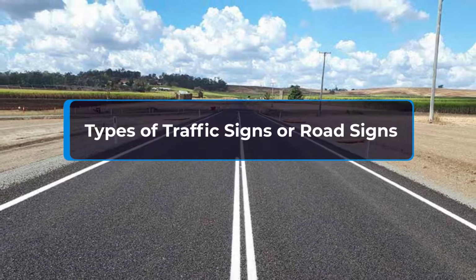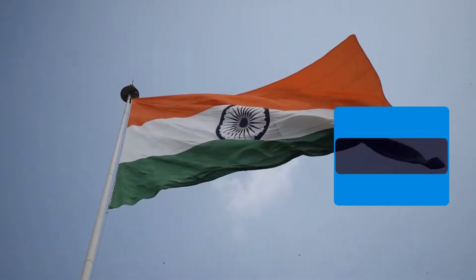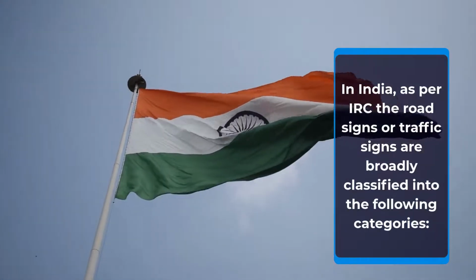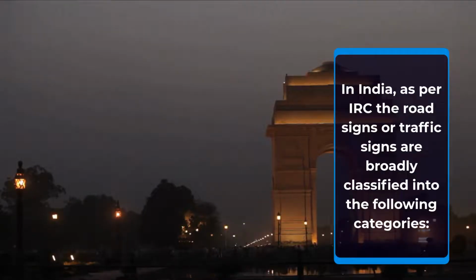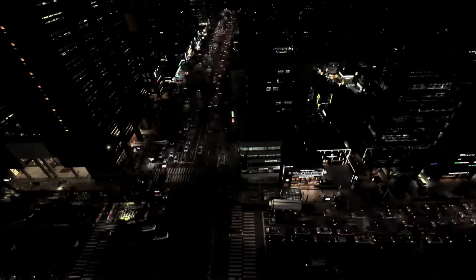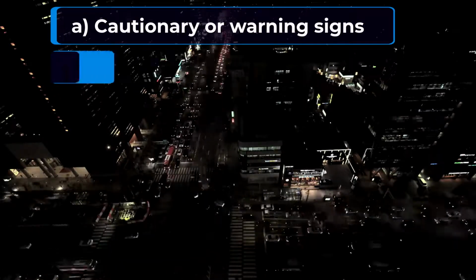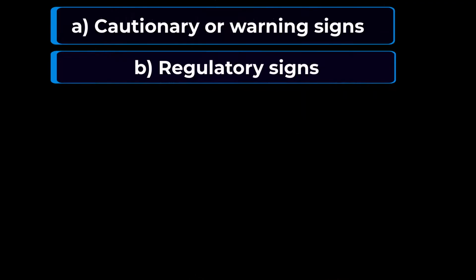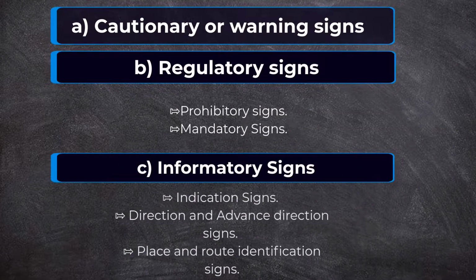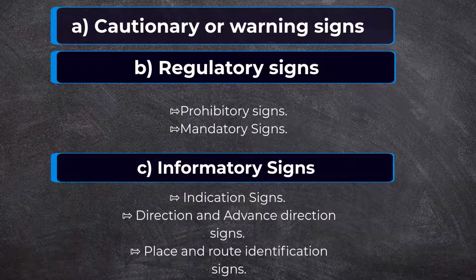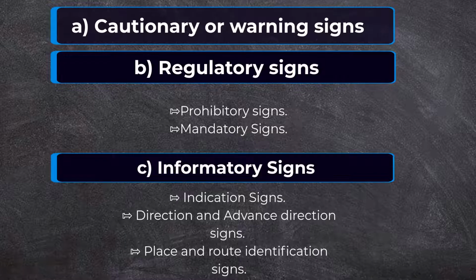Types of traffic signs or road signs. In India, as per IRC, the road signs or traffic signs are broadly classified into the following categories. A. Cautionary or warning signs. B. Regulatory signs. Regulatory signs are further classified as prohibitory signs, mandatory signs. C. Informatory signs. Informatory signs are further classified as indication signs, direction and advance direction signs, place and route identification signs.